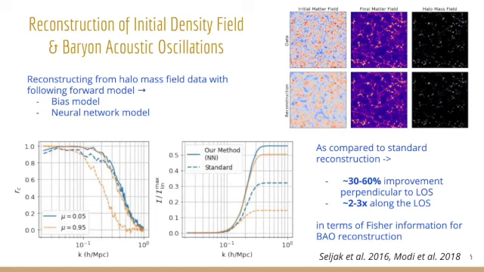So what I'm showing here is the cross correlation between the reconstructed initial field and the true initial field along the line of sight and perpendicular to the line of sight for standard reconstruction, which is shown here in dashed lines, and our neural network reconstruction, which is shown here in solid lines. And you see that you gain a lot, especially along the line of sight direction. If you calculate Fisher information corresponding to the BAO measurements for this, you gain 30 to 60% perpendicular to the line of sight and 2 to 3 times along the line of sight.